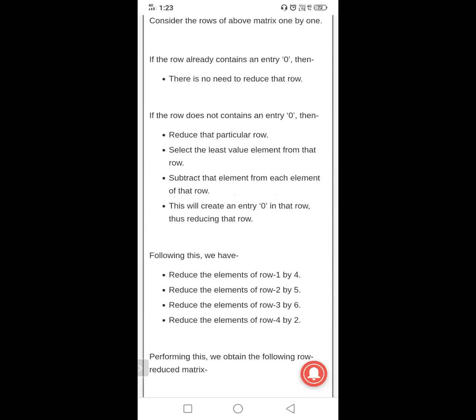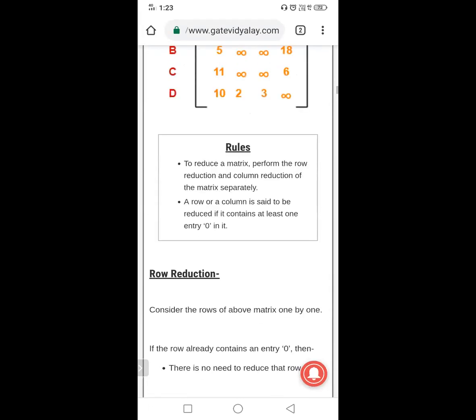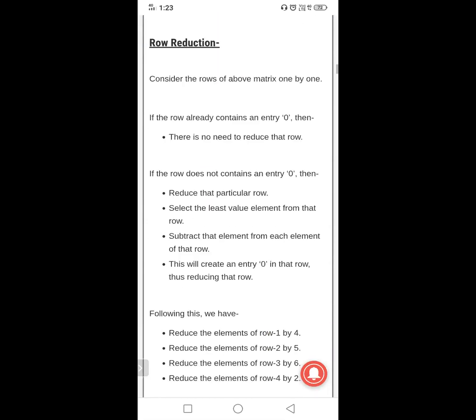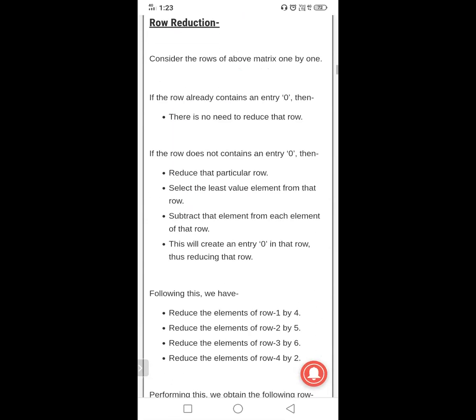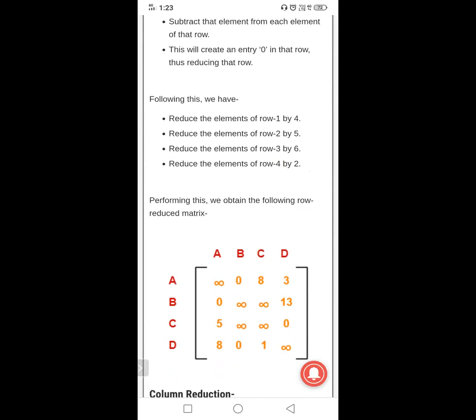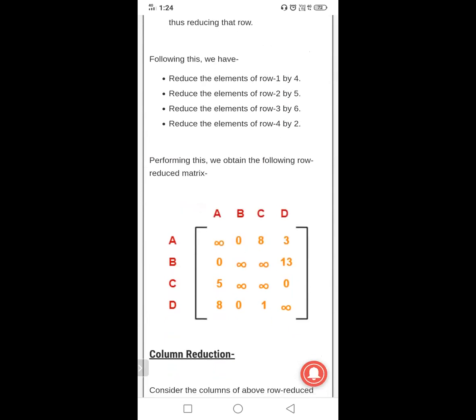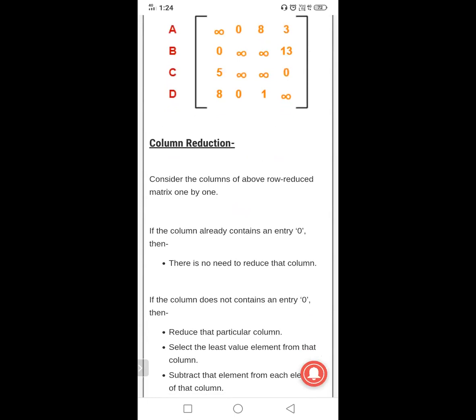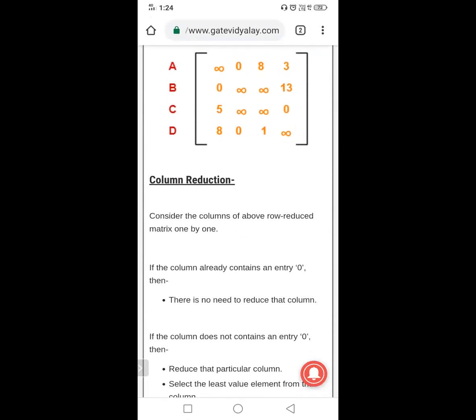In row reduction, the minimum of row 1 is 4, then 5, then 6, and the last one is 2. Okay, clear? This is the matrix after performing row reduction. Then you have to perform column reduction. Only after the row reduction matrix can you perform column reduction. Okay, after performing column reduction.